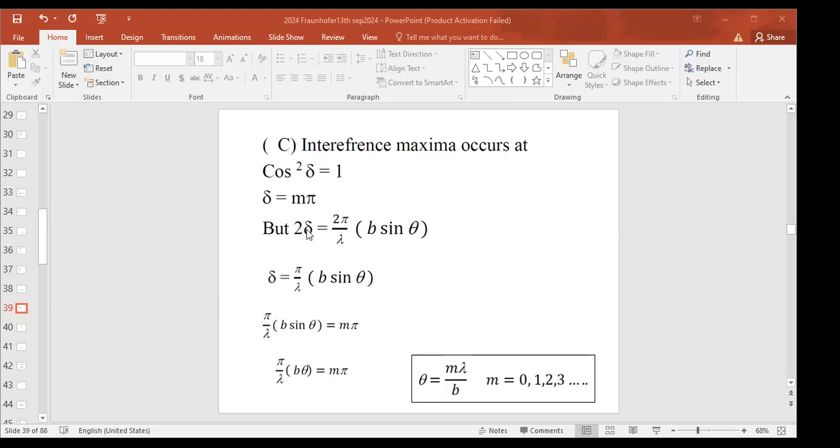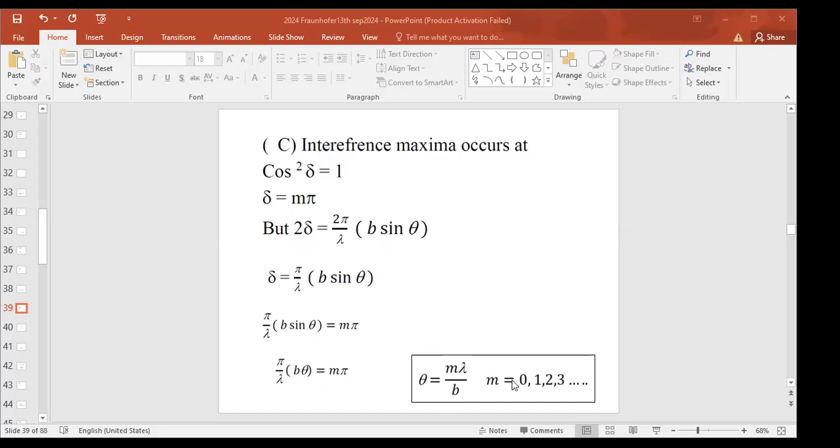So from this equation, now we can put delta, you can simplify this, canceling these two. Delta is equal to pi over lambda b sine theta. Now you can put this delta into this equation. So that means pi over lambda b sine theta is equal to m pi, right? So that means you can just simplify this, because sine theta is equal to theta for the small angles. Then pi over lambda b theta is equal to m pi. That means theta is equal to m lambda over b.